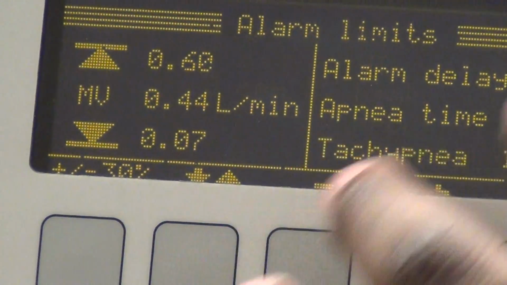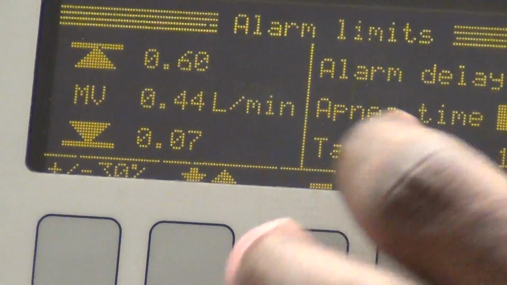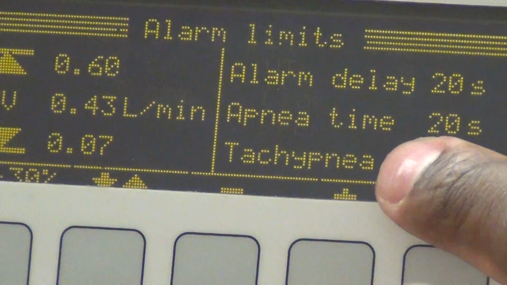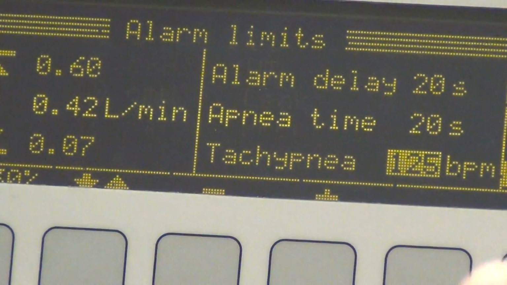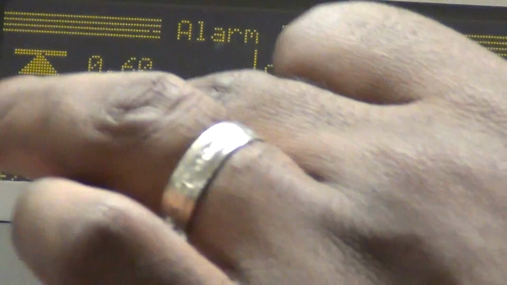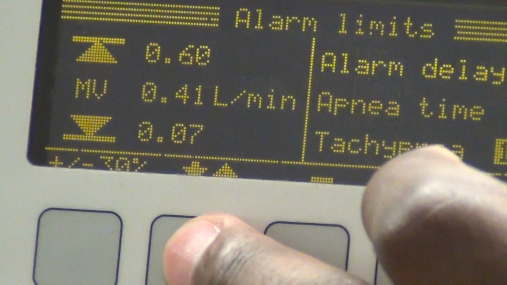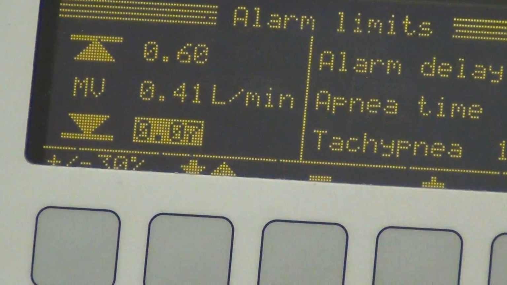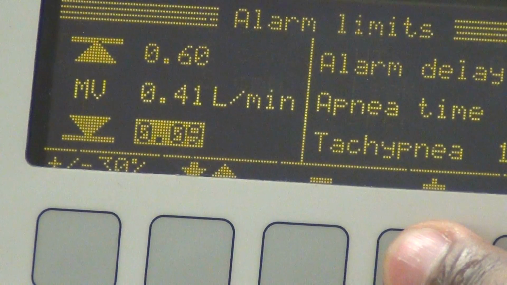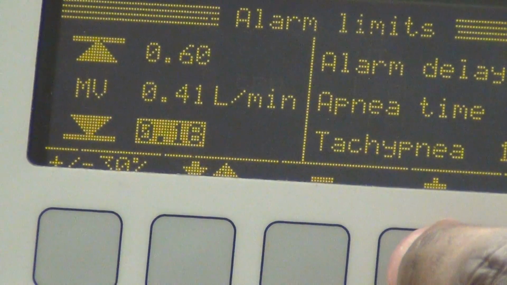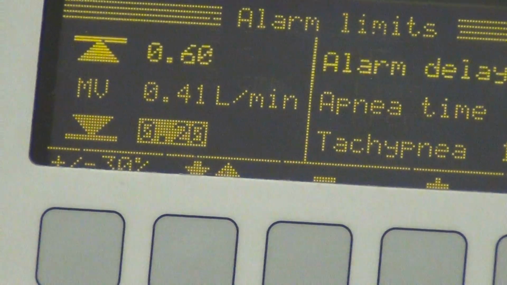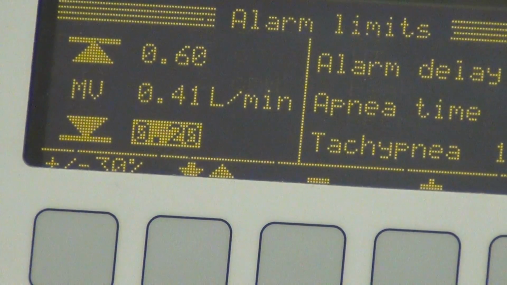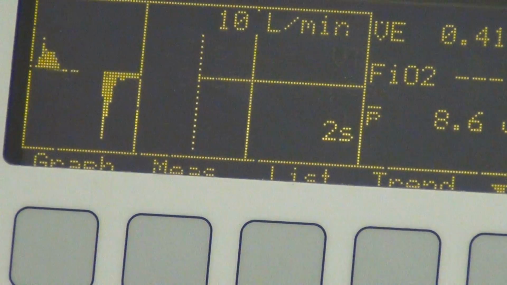Alarm delay defaults at 20 seconds. Apnea defaults at 20 seconds. There again, there's our respiratory rate alarm. 125 should be sufficient for that. But let's go back and put in our low minute ventilation alarm. So 0.4 minus 0.2 is 0.2. Okay, so our alarms are set now. You can confirm it and press the arrow key and everything is fine.